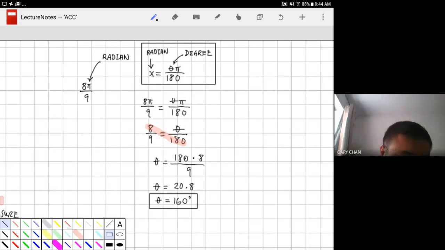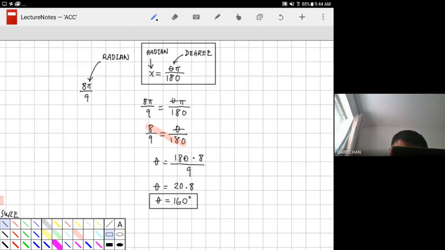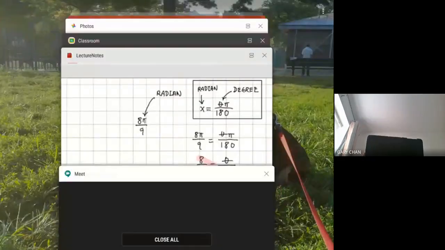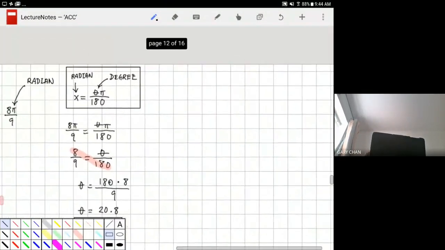All right, let's take a look at the next one here. I am going to toggle over. The next one is you're given theta equal to 290 degrees, and we need to convert that into radians. All right, 290 degrees. Convert it into radians. So if I take a look at this, I have 290 degrees.